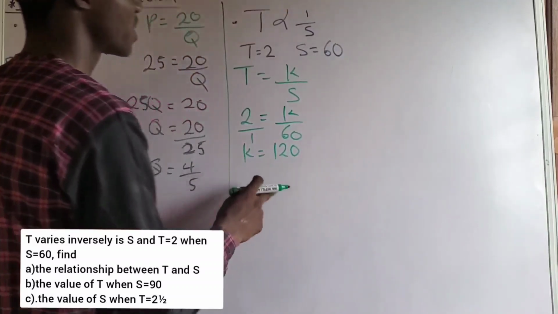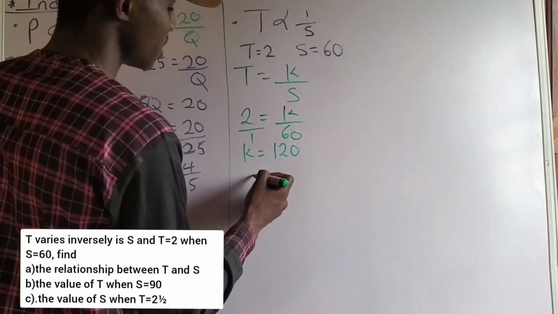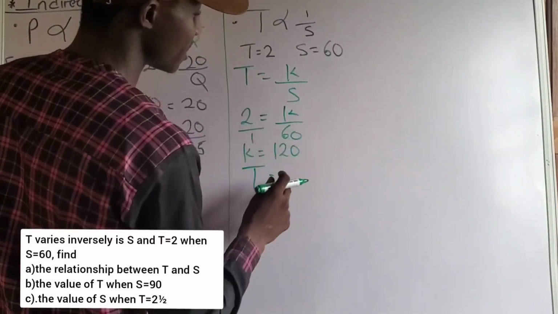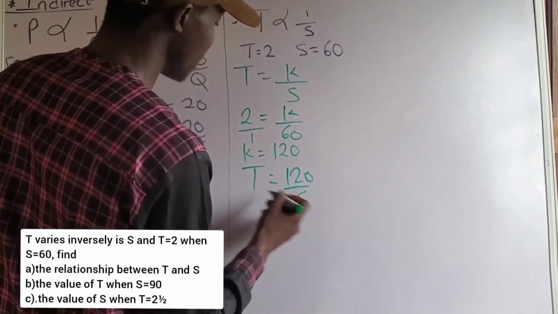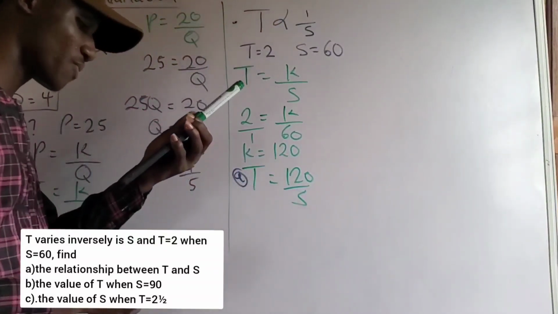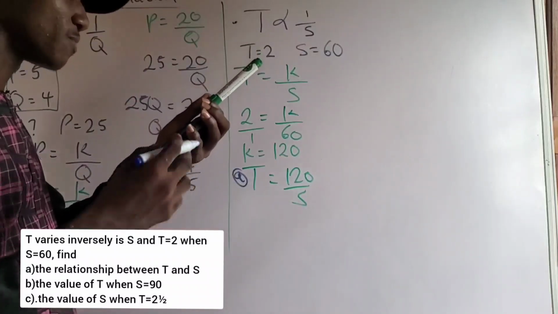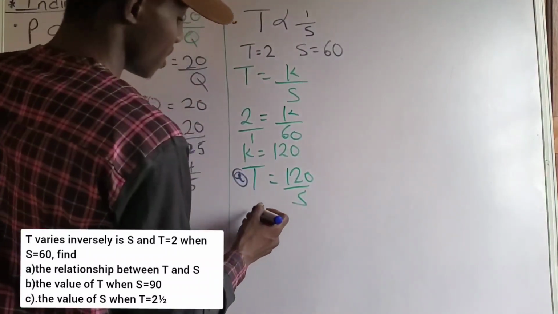Now, having gotten the value of K as 120, the relationship that exists between T and S is what? T equals K over S. Now, K is 120. So I'm going to have 120 over S. That is the solution to the first question. Now, we are asked to find the value of T when S is 90.